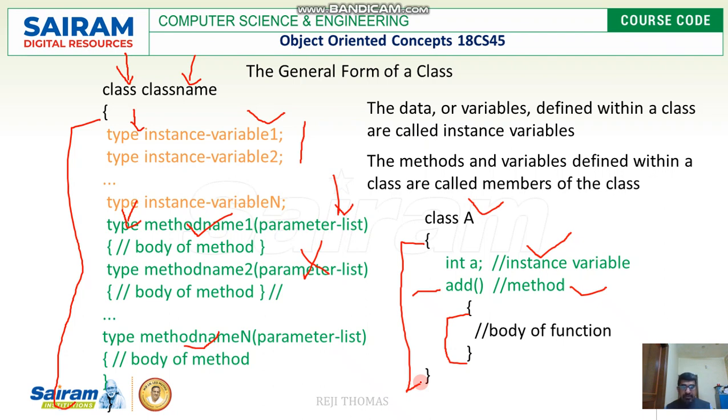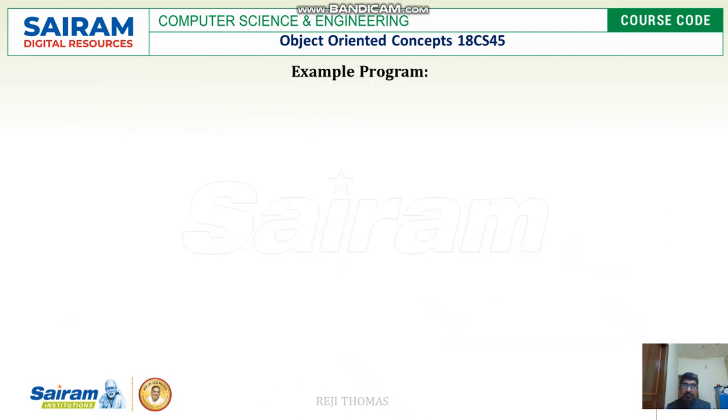Let me repeat. This variable or data we call it as instance variable, and this function inside the class we call it as method. So let us see a small program which is going to calculate area of a rectangle. So as usual, we are going to start with the class.